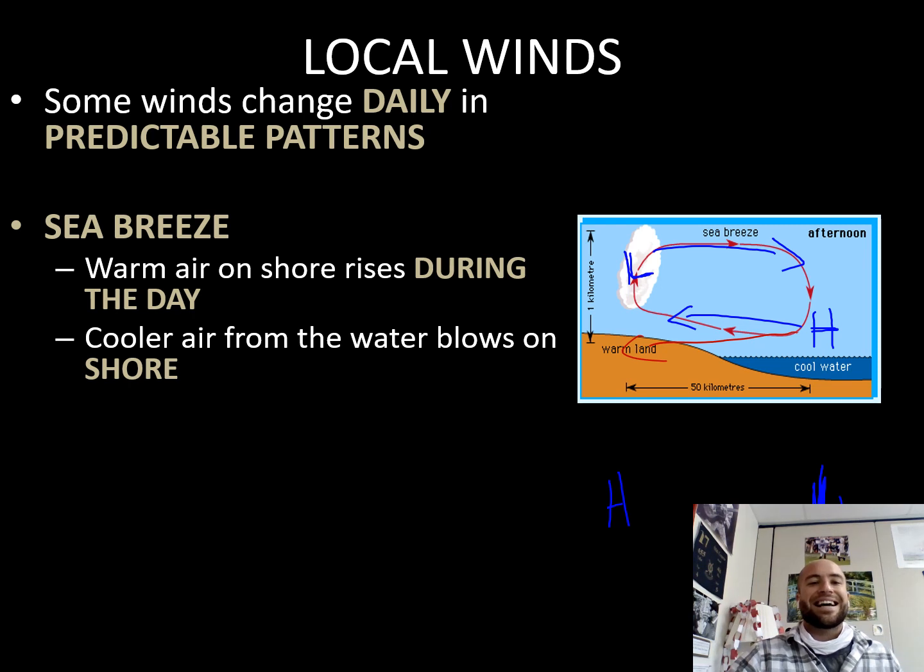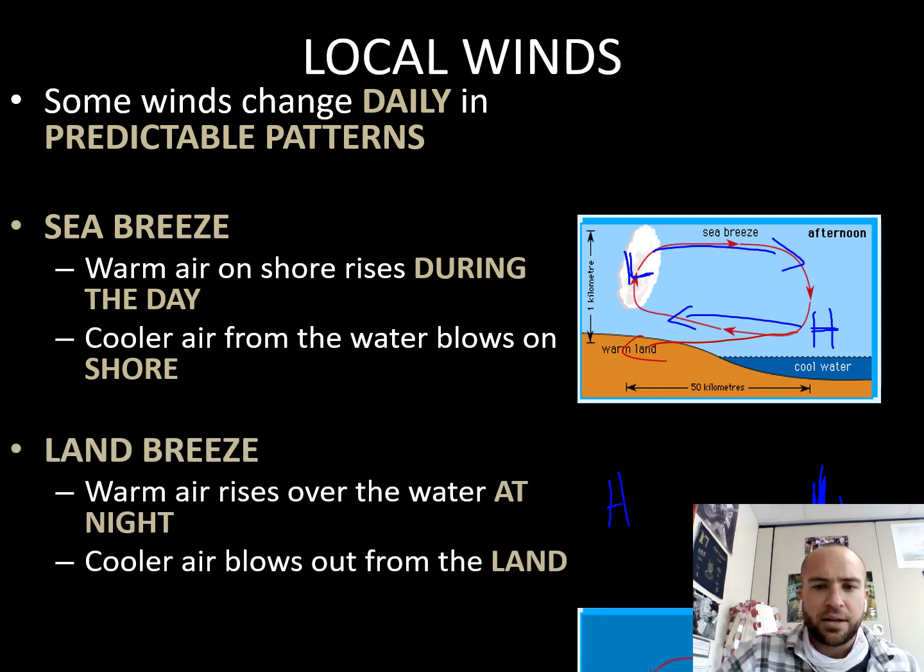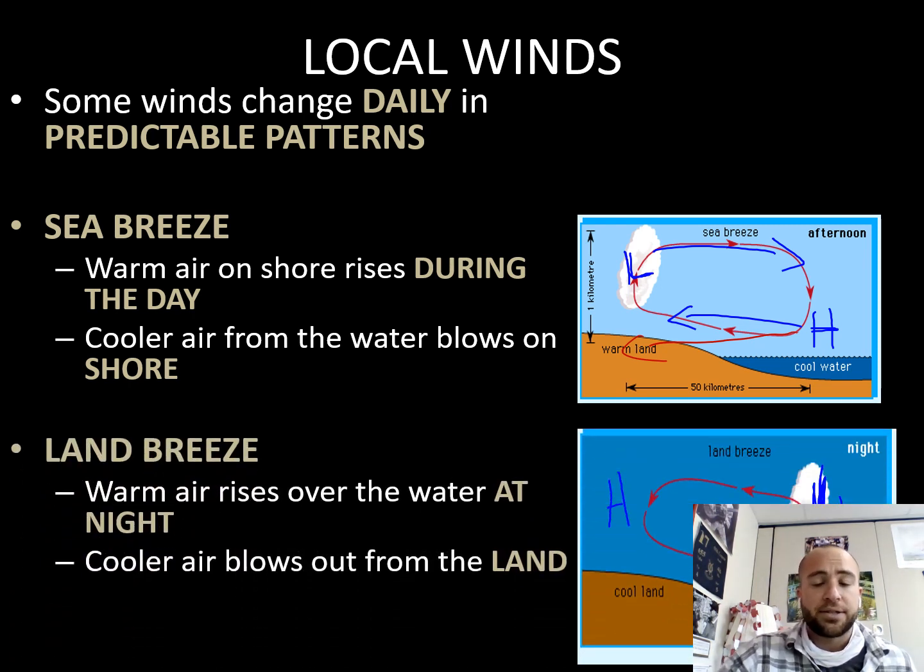Well, at night, that switches. What happens is the water stays relatively the same temperature, and the land cools down rapidly. So now the water is a bit warmer than the land, and the cycle flips itself. The high pressure is over the land, the lower pressure is over the water, so the air is now going to blow out from the land.